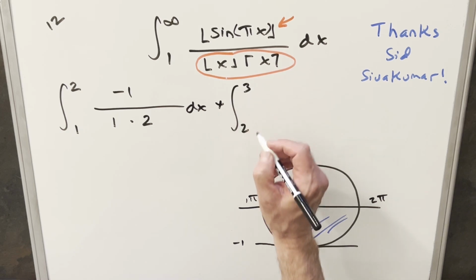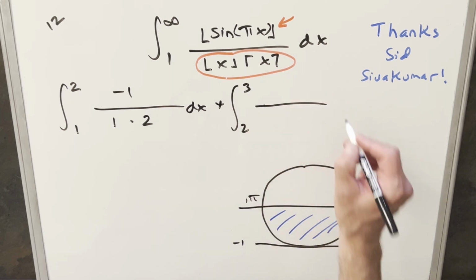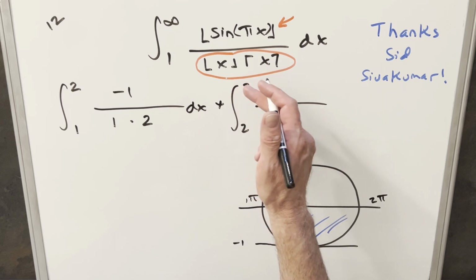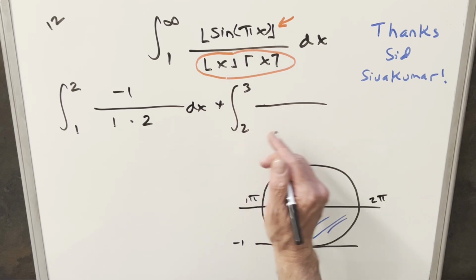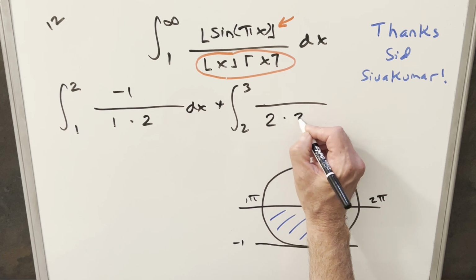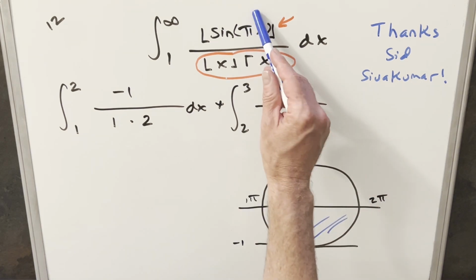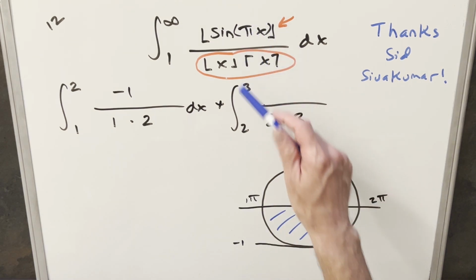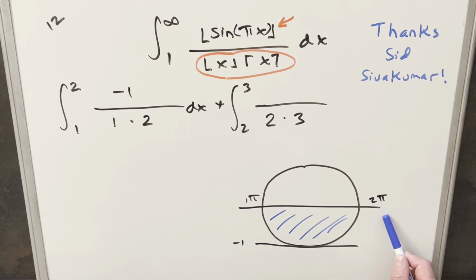We're going from 2 to 3. Same exact thing in the denominator. The floor is going to round us down to the lower bound, 2. The ceiling is going to round us up to the upper bound, 3. Then when we look at what's happening in the numerator, our sine values are going to start from 2 pi and go to 3 pi.